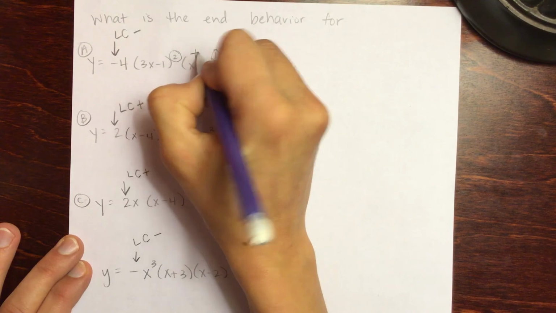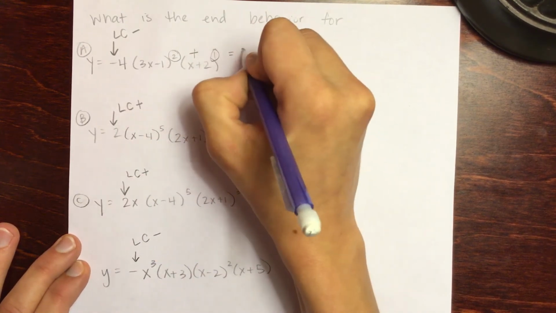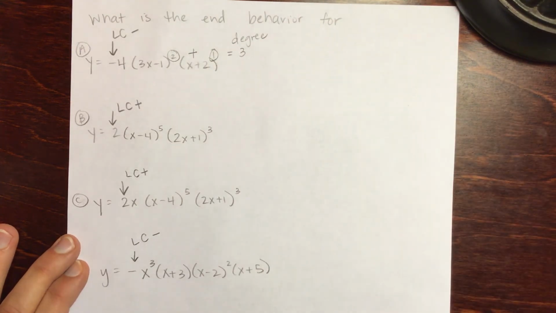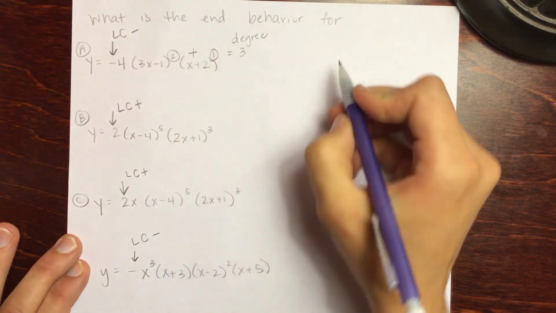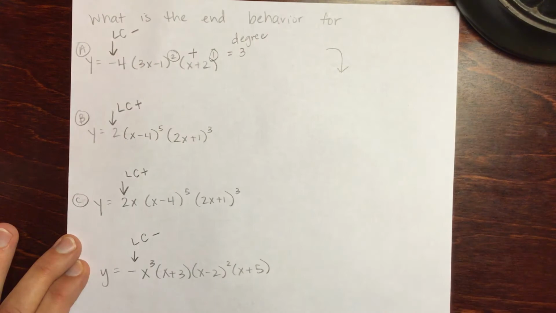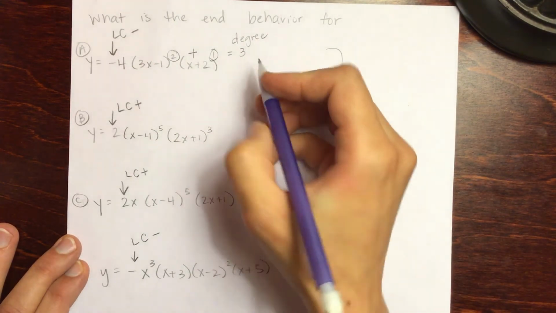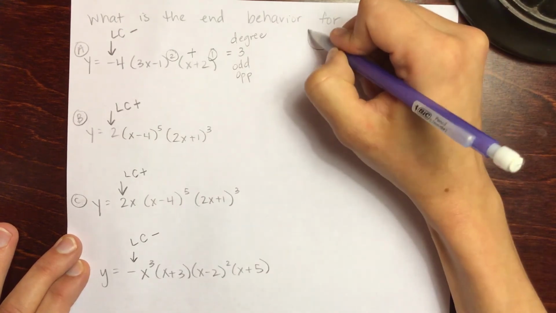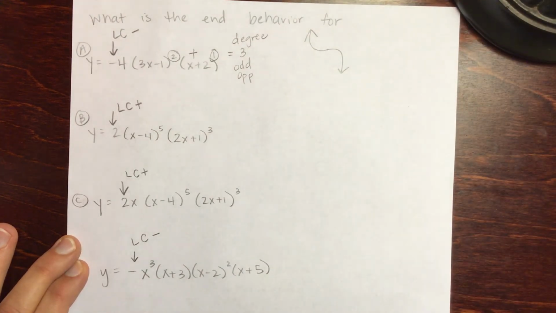And I have an x here in this parentheses, so I implied to have a 1 there. So add your exponents together. 2 plus 1 means that my degree is 3. If I was going to determine this end behavior, my leading coefficient is negative, so the right-hand side points down, and my degree is odd. Remember, odd is opposite, so the left-hand side points up.